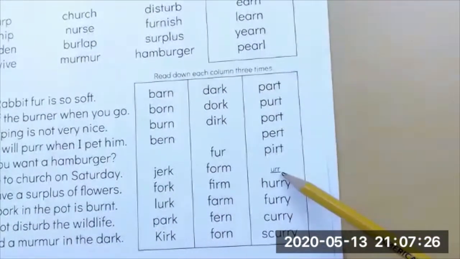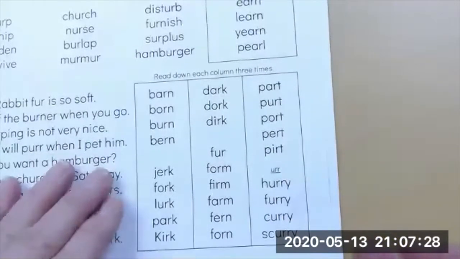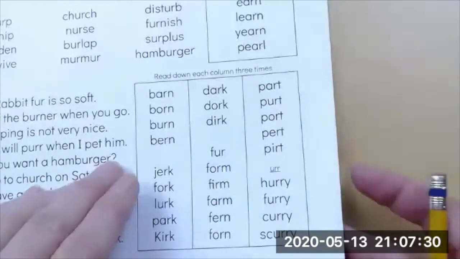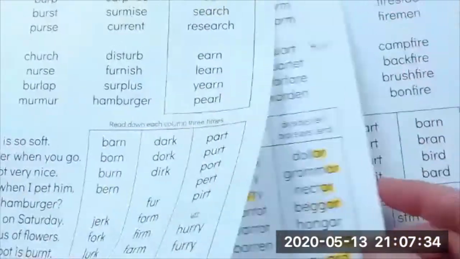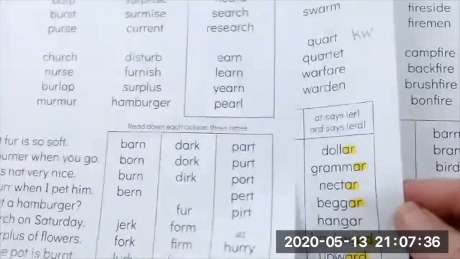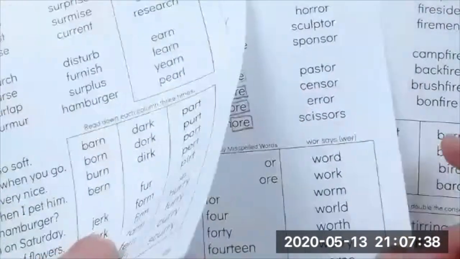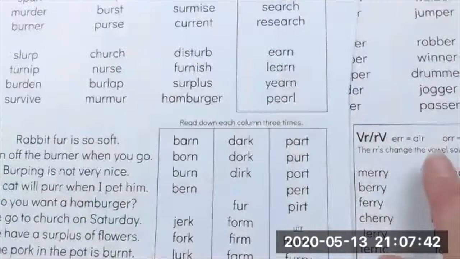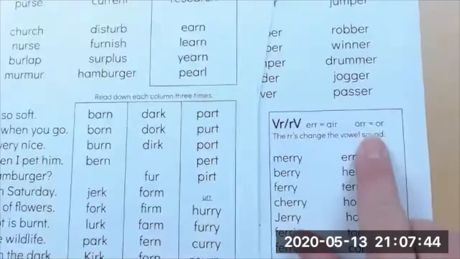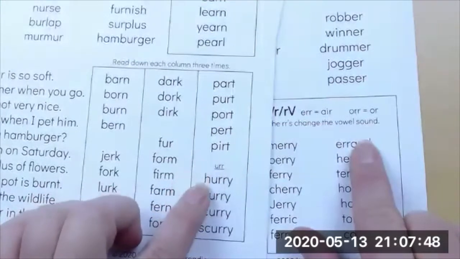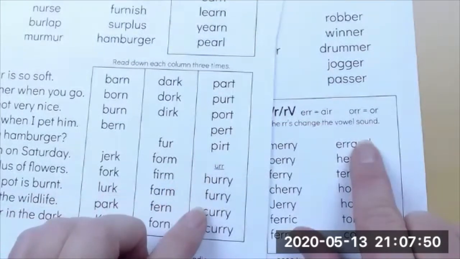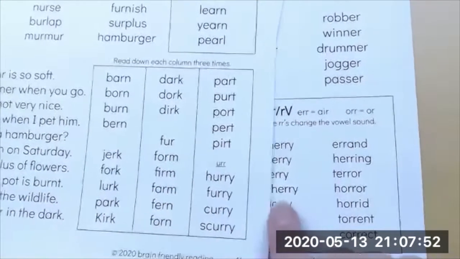Down here is a tiny little section that has URR that says, and I should probably write "says" on there now that I'm looking at it. But that's very similar to the pages where we were looking at where ERR says air and ORR says or, and now URR says "ur" like in hurry, furry, scurry, and curry.